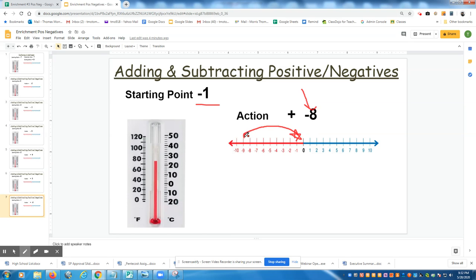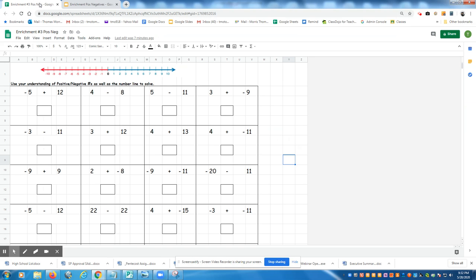And so that is going to be -9. So this is why it's important to understand what the action is and where you're coming from. All right, so let's look at some of the examples now in your worksheet. The examples will be a little bit different, but here are some ones to look through.